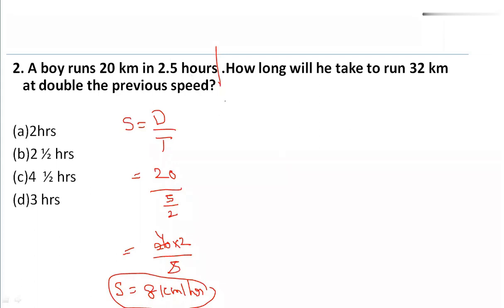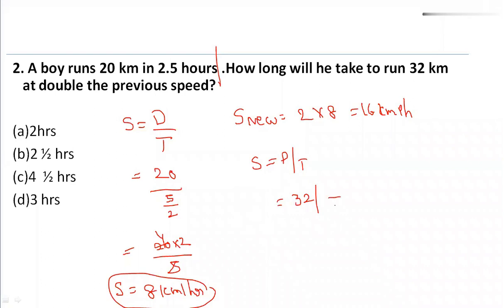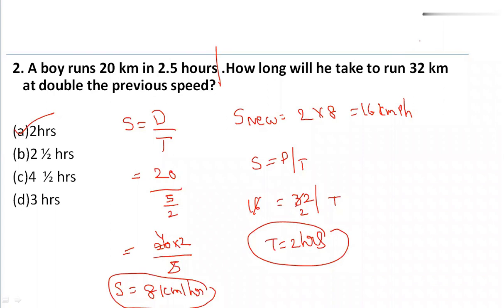Okay. So next, what are they asking? How long will he take to run 32 kilometers at double the previous speed? So double the previous speed means new speed is equal to double times of previous speed, which is equal to 16 kmph. Again the same, speed is equal to distance by time. Distance is equal to 32 and time we need to find out with the new speed 16. 16 ones and 16 twos, time is equal to 2 hours. So option A is the answer for the question.